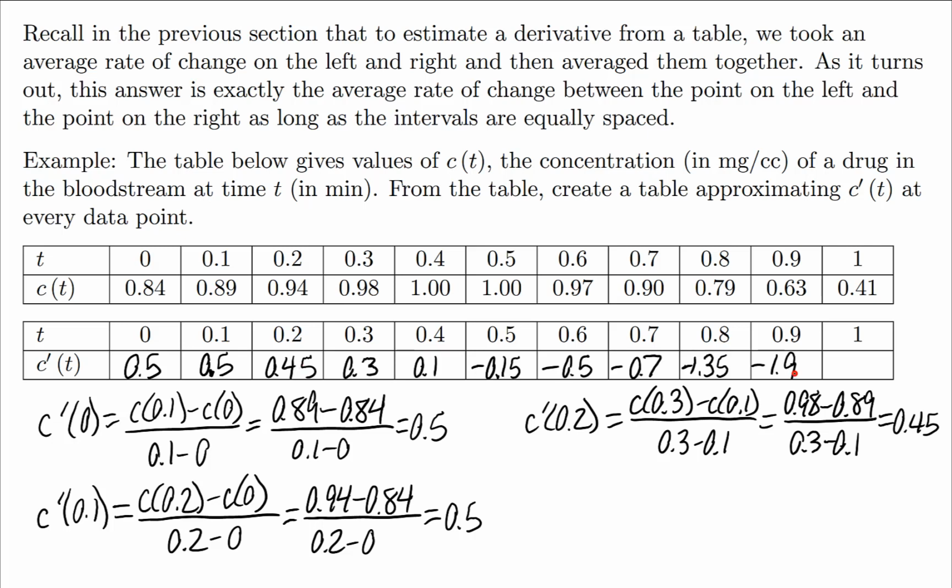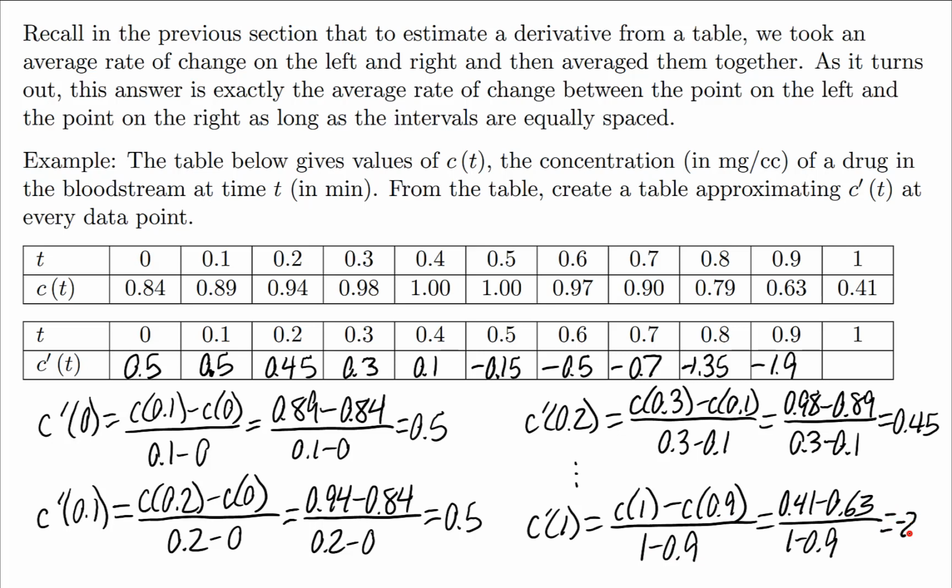Now for c prime of 1, I do want to highlight exactly what's going on there because it's again at an edge. For that one, the best we're going to be able to do is c of 1 minus c of 0.9 over 1 minus 0.9. For this particular one, we get negative 2.2.